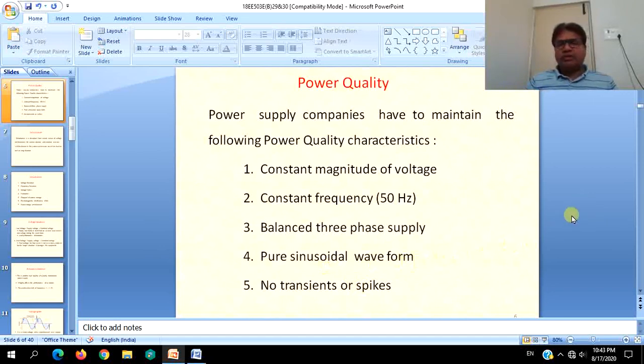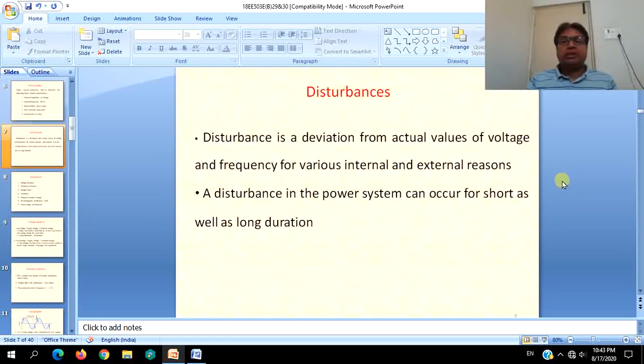Pure sinusoidal waveform. What we expect is a pure sinusoid, that is 50 Hz, 0.02 seconds time period or 0.01 second for a half cycle. It should be in a perfect sinusoid shape, which is not always possible, because of the fifth point and some more points there should be no transients or spikes. So these are the power quality characteristics required to be maintained. These things we will discuss again in detail.